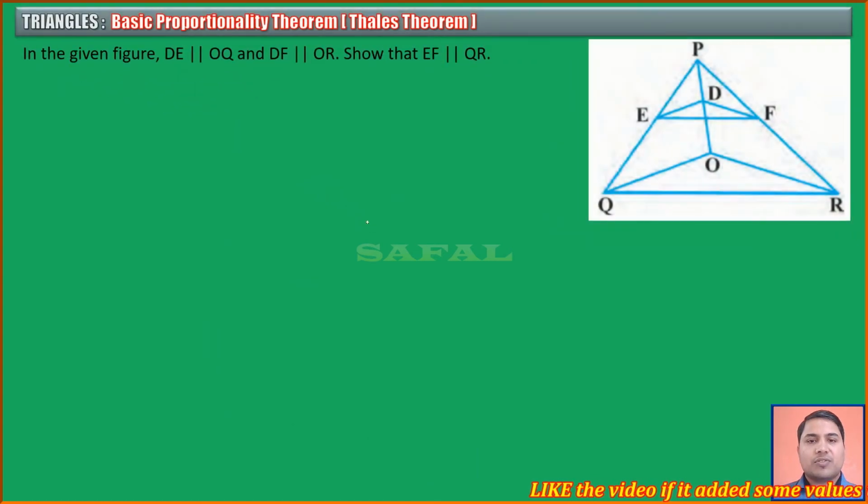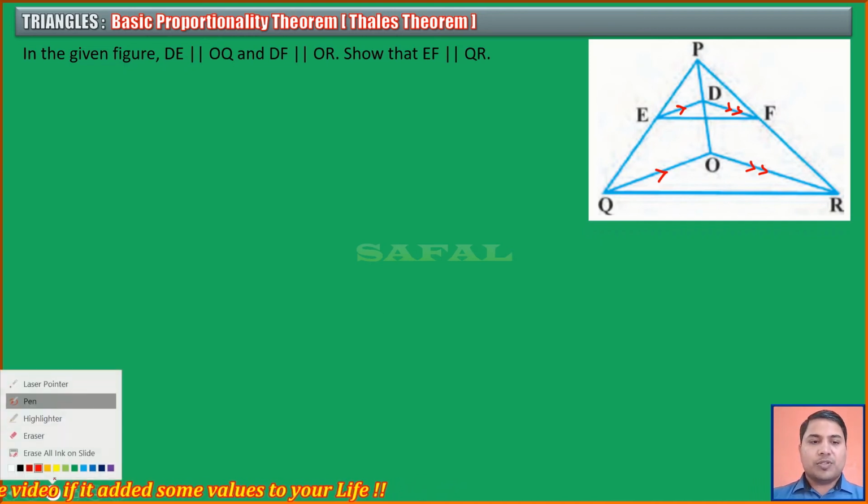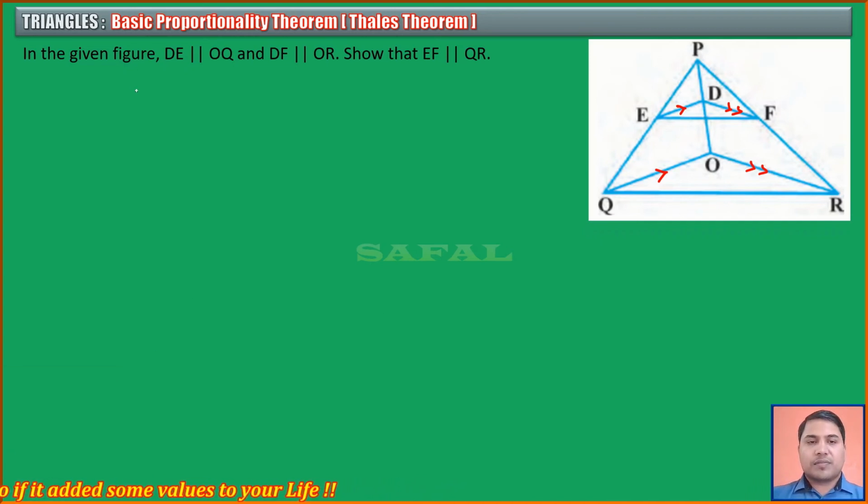So this is also a question from NCERT. So in the given figure, what data is given to us? The diagram is there. DE is parallel to OQ. That means this line is parallel to this line. And DF is parallel to OR. That means this line is parallel to this line. Now what we need to prove is that EF is parallel to QR. So we are supposed to utilize BPT and converse of BPT and then we'll prove.